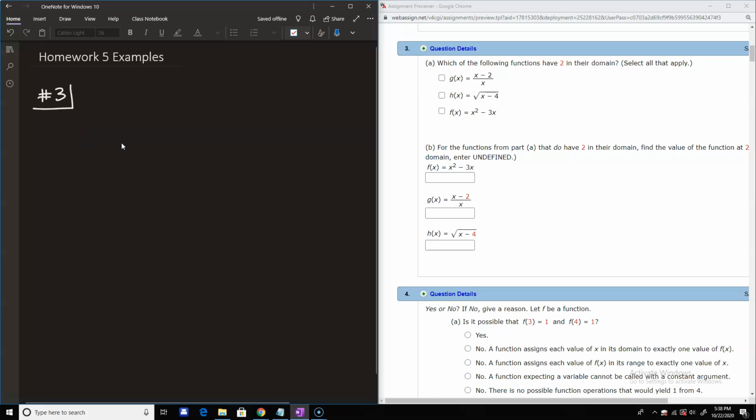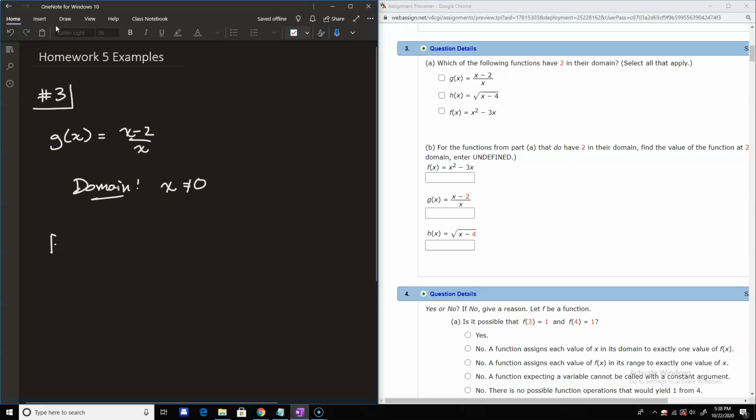So this question says, which of the following have x equals 2 in their domain? When they say 2, they mean the number x equals 2. So let's look at the domain of each of these. First, g of x equals 2 over x. We have division by x, so the only problem is that x cannot equal 0. So the domain here is just x not equal to 0, and that's it. So we can plug in 2. 2 is certainly in the domain there.